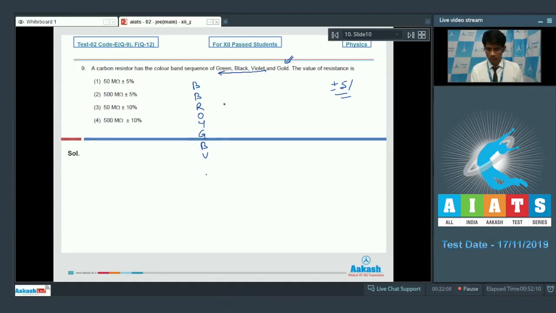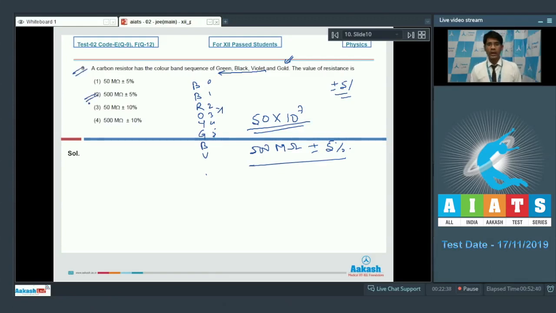Green, it is 0, 1, 2, 3, 4, 5. I would say 5. Black to be 0, into 10 to the power, violet to be 7 here. This is the resistance and it will have a tolerance of plus minus 5%. So simply it is 500 mega ohm plus minus 5%. Which one is the correct matching? Well, option 2 is the answer for question number 9.